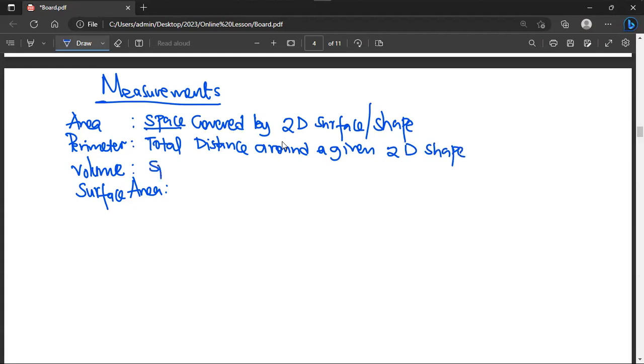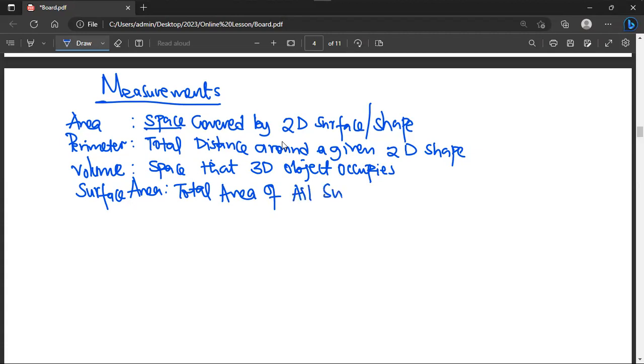Then volume is the space that a 3D object occupies, whereas total surface area is the total area of all surfaces that make a given 3D shape.